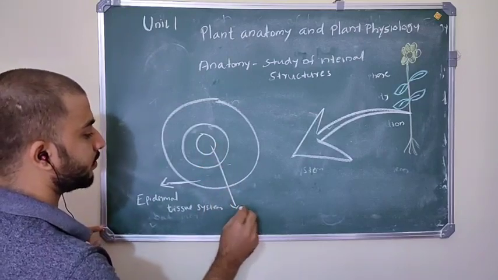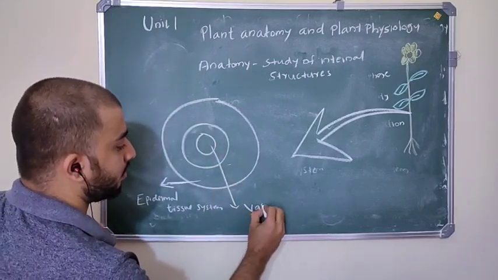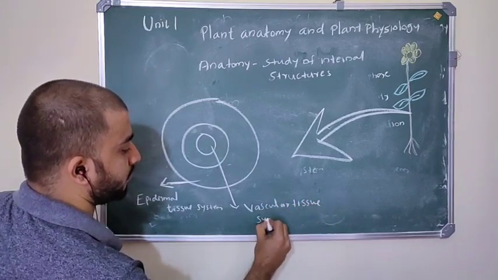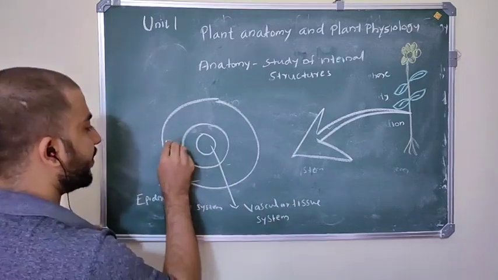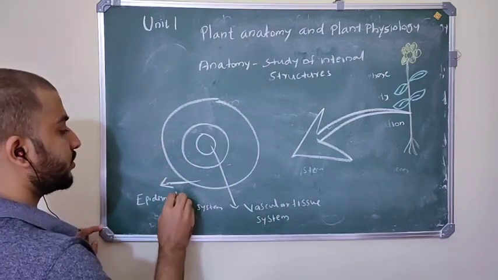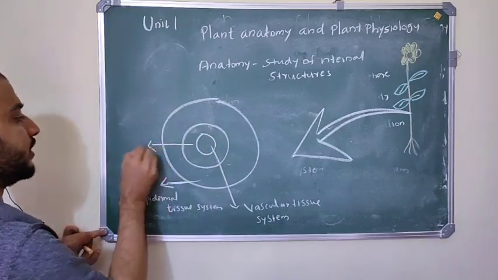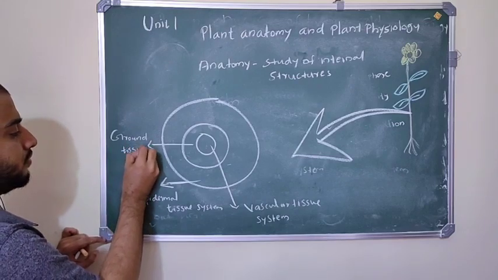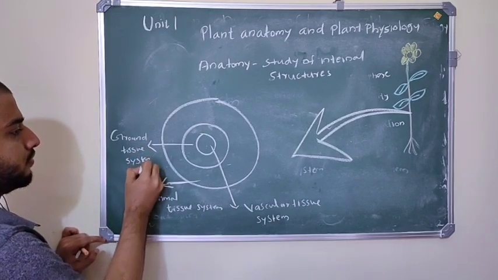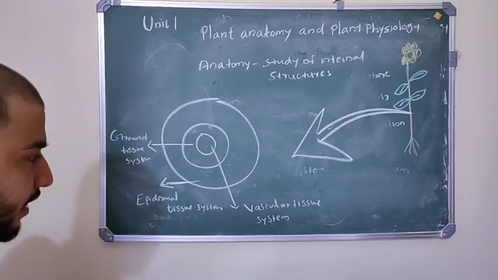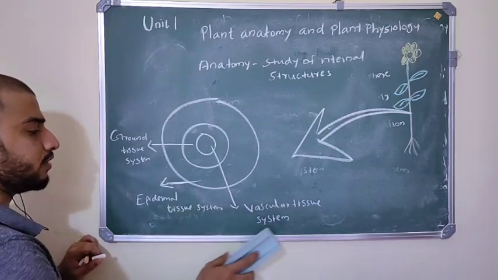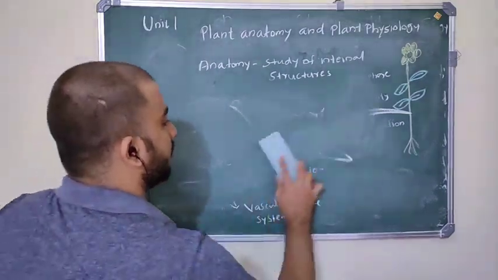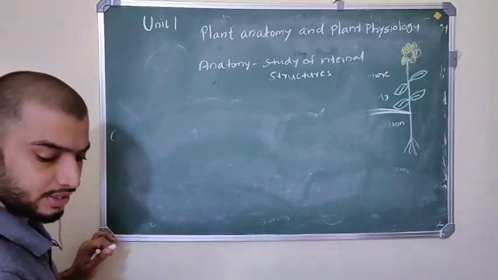And here at the center you can see the vascular tissue system. And between the outer epidermal tissue system and the vascular tissue system you can see the ground tissue system. Okay, so we will study in great detail what the epidermal tissue system, ground tissue system and vascular tissue system are. The first question, what is the epidermal tissue system?